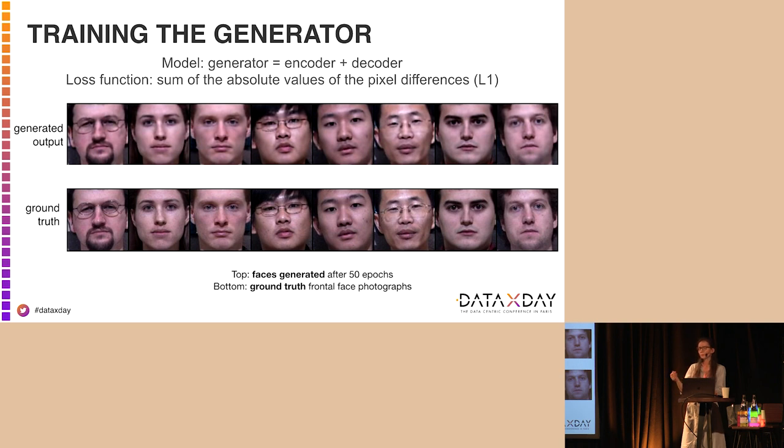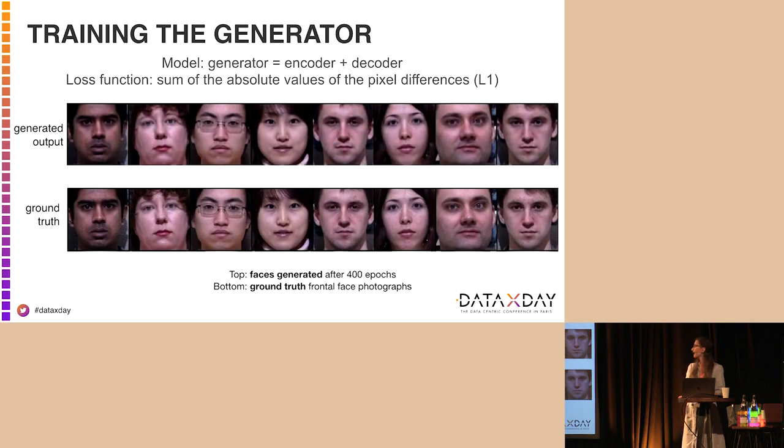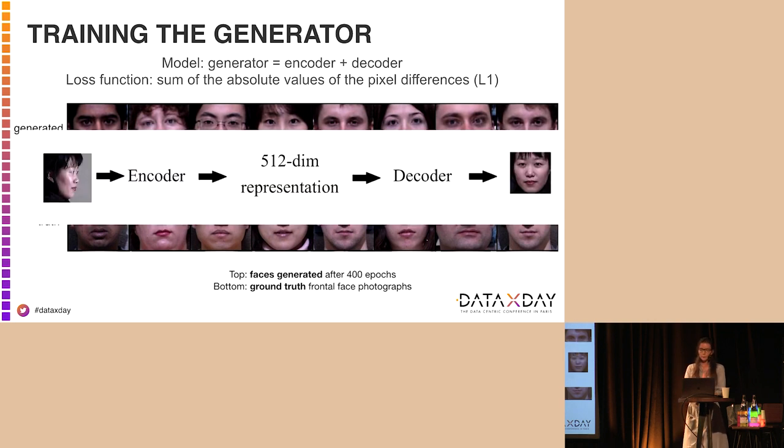I do have a plot of the loss function at the end. I just didn't put it here. 400 epochs, actually, at this point, it's hard to tell the difference between what has been generated and the ground truth outputs. Now, how can this work, given that we're only using 512 numbers to represent every face? How is it that we can reconstruct such a wide variety of faces using only that little information?